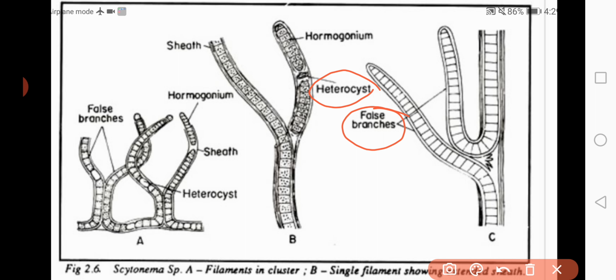They are Scytonema, Gloeocapsa, Oscillatoria and Nostoc.